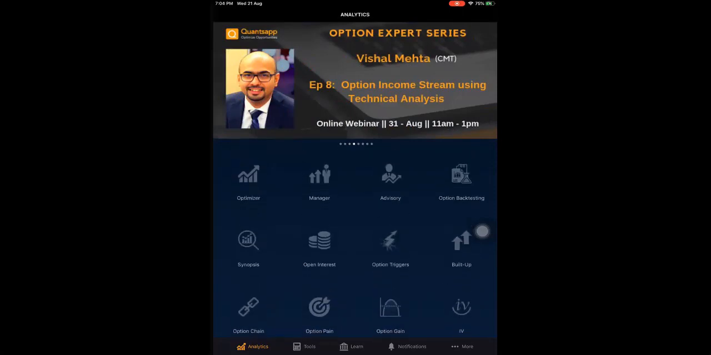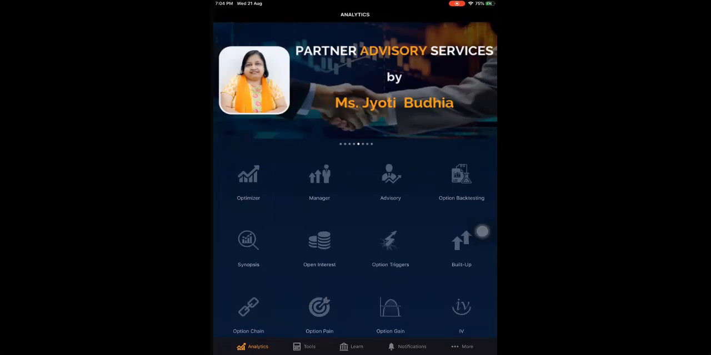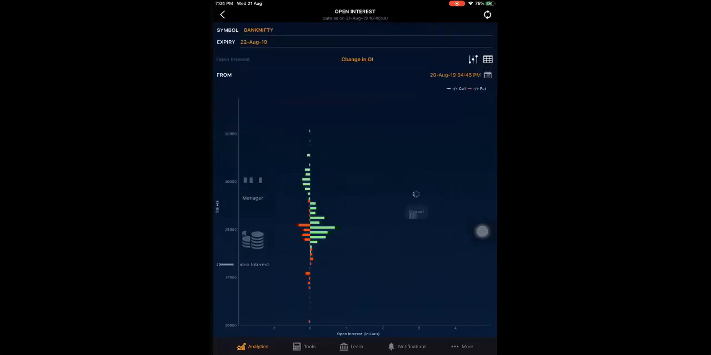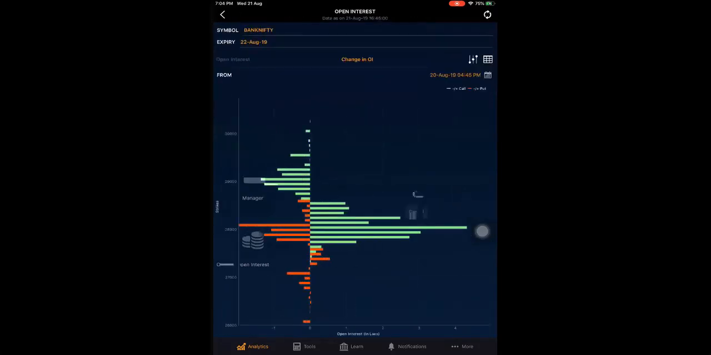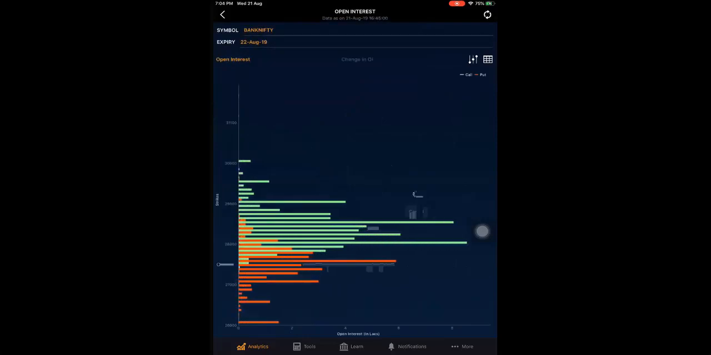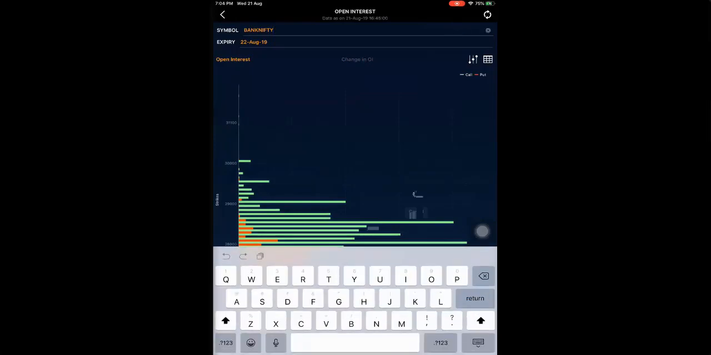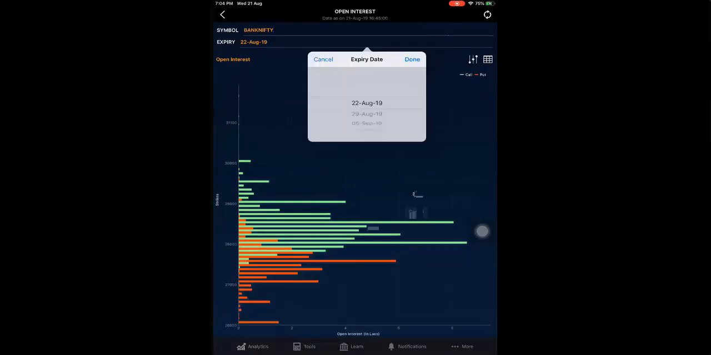Now we are discussing the analytical tools. The first one, open interest. Open interest will tell you how the OI is distributed among the calls and the puts. You have your symbol, you have your expiry, you can change the symbol, you get the list, you have the expiry. In case of weekly options, for Bank Nifty, you have all the weekly options.